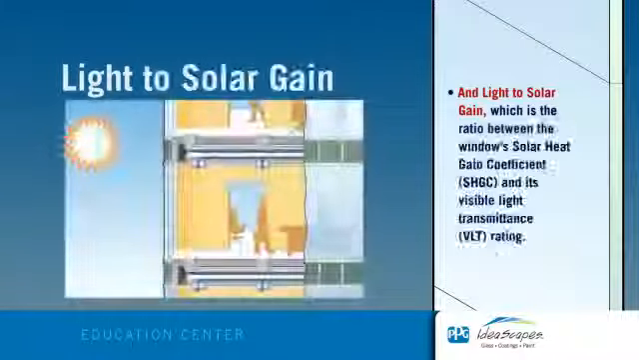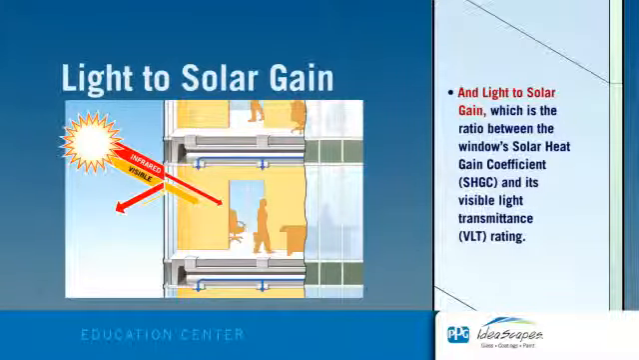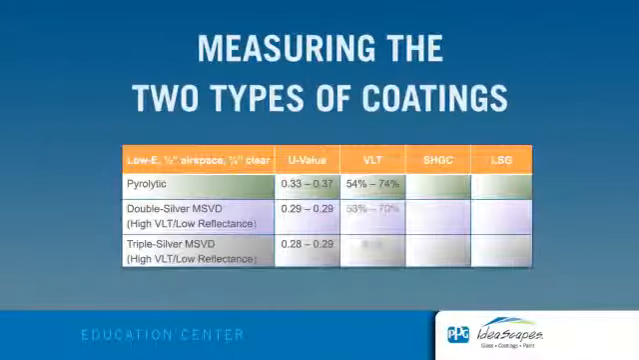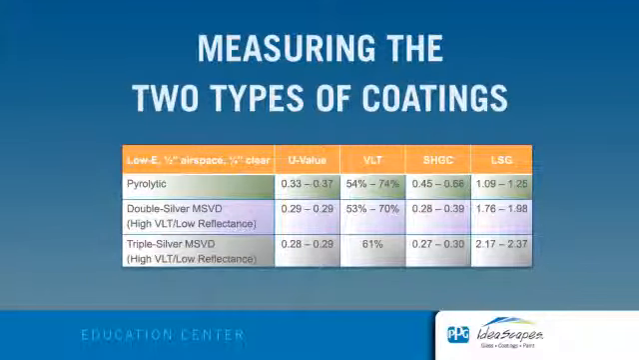Light to solar heat gain is the ratio between the window's solar heat gain coefficient and its visible light transmittance rating. Here's how the 2 types of coatings measure up. As a general rule, passive low E coatings work well in heating-dominated climates, while solar control low E coatings are typically recommended for cooling-dominated climates.